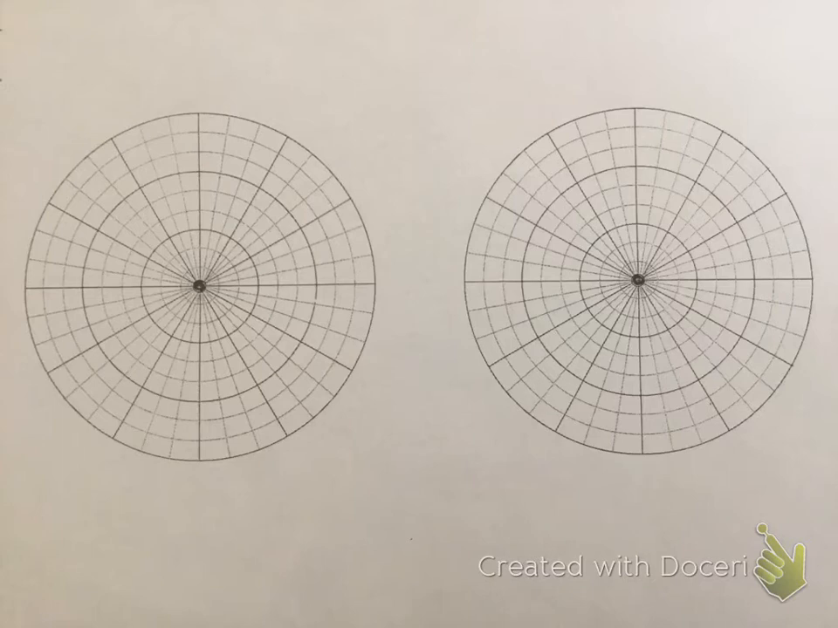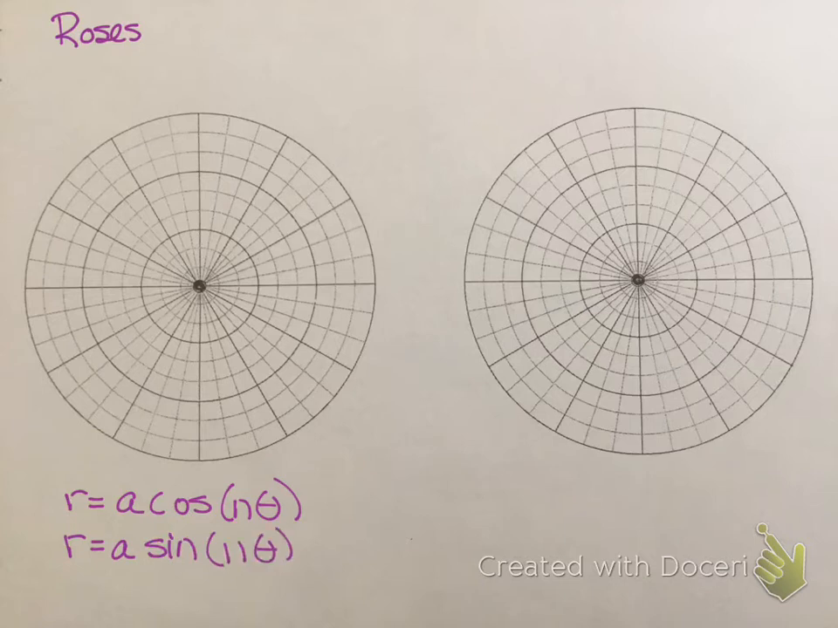Last thing I'm going to graph for you guys are roses. Roses look like flowers, and flowers have petals. In general, they look like this. All right, let's try this again. Let's just do it at the bottom. R equals A cosine n times theta, or R equals A sine n times theta.